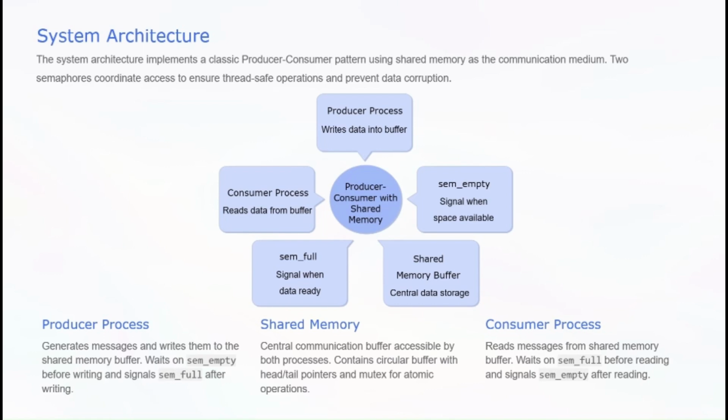We chose shared memory because it is the fastest way to communicate between two processes. We implemented a basic project to showcase the communication between two processes, the producer and the consumer. So let's discuss how we implemented the project.